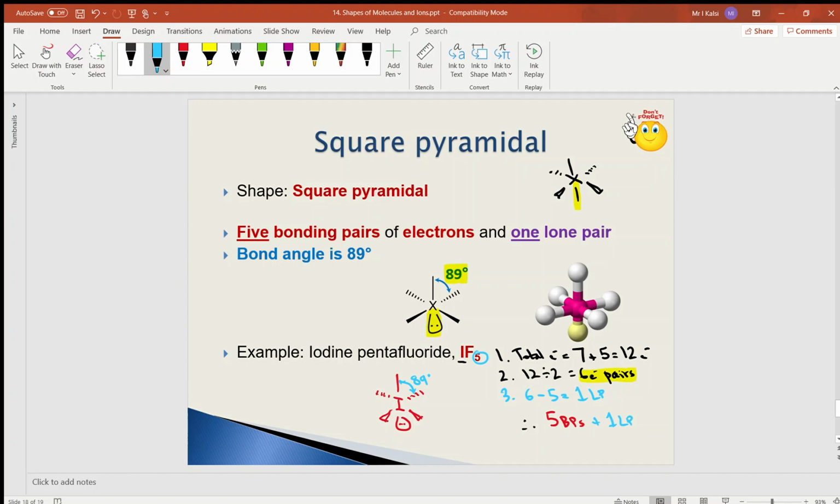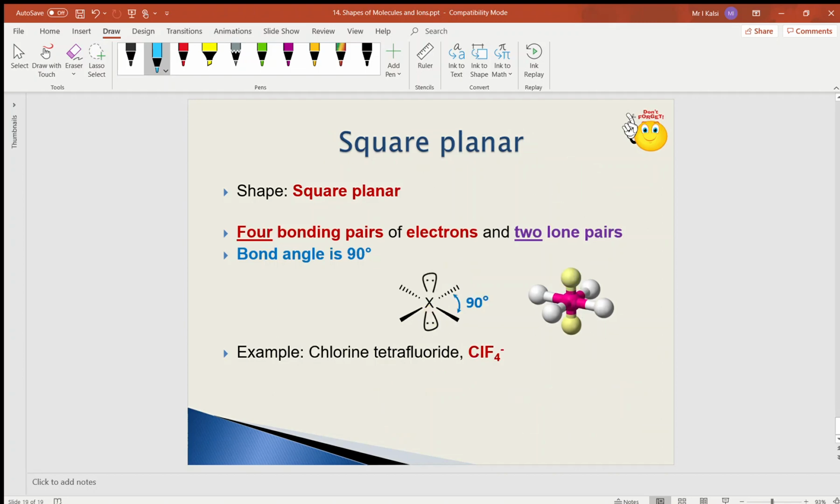And this bond angle here is 89 degrees, no longer 90 degrees. Okay. So moving on to our final example, because I think you've probably had enough by now. Our final example is square planar, a common shape when you look at transition metal chemistry. And that's based on 4 bonding pairs of electrons and 2 lone pairs.